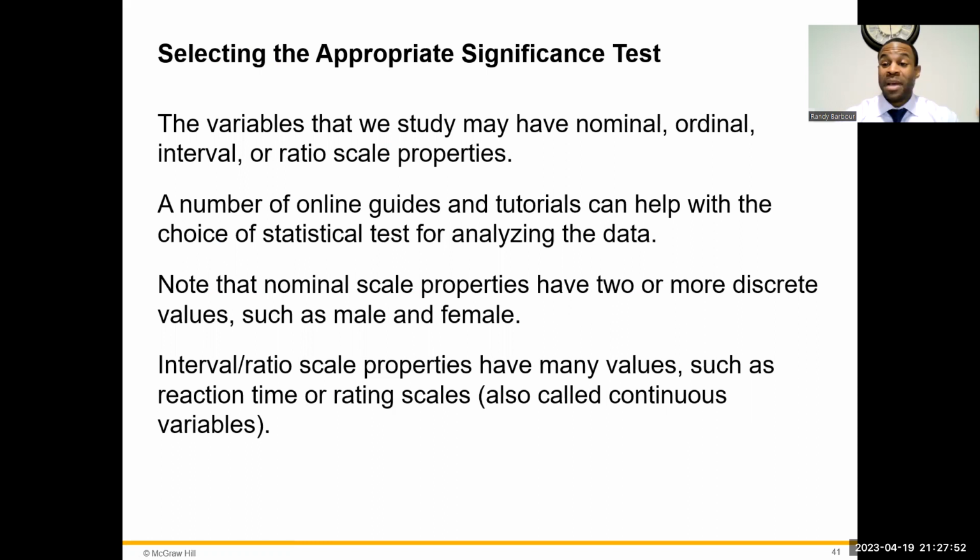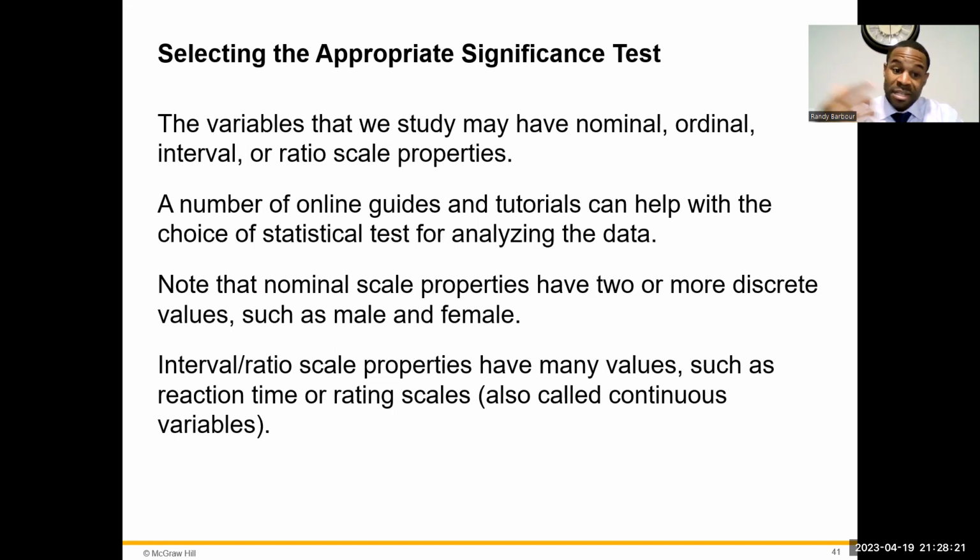But again, it's really based on the data that you're collecting, right? So we have nominal, ordinal, interval, and ratio scale properties, right? Each of our different significance tests that we use is based on the data that we collect, okay? And if you need any help with your research proposal determining what statistical test that you'll need, again, I'm more than willing to help. But again, the type of data that you're collecting plays a big role in what type of test you'll be doing for your statistical test, okay?